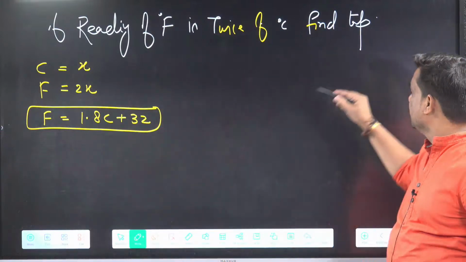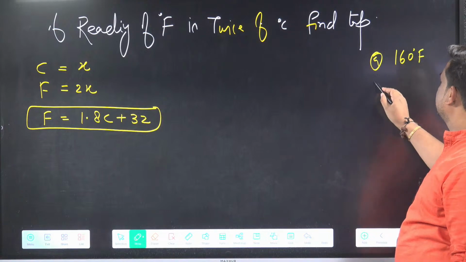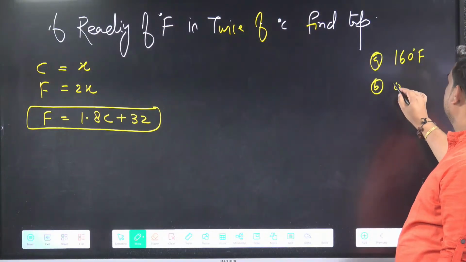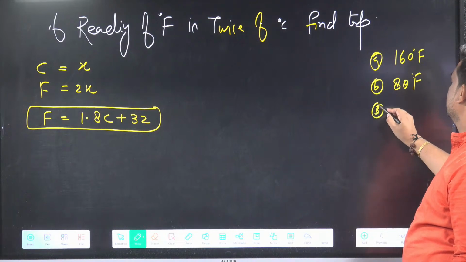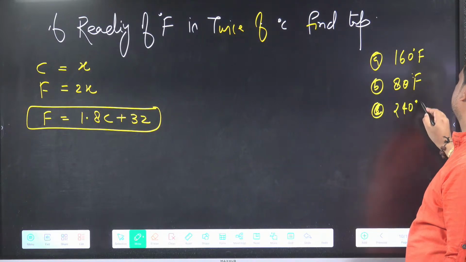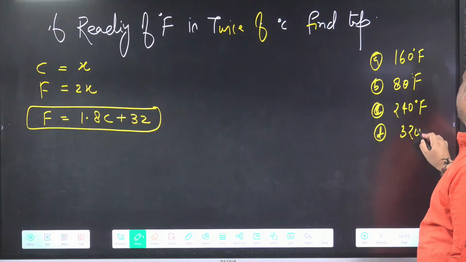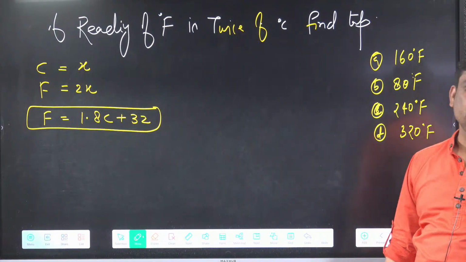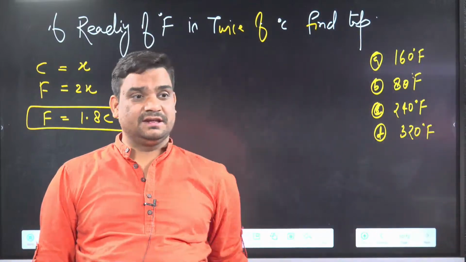Options I will give. Options are here: A, 160 Fahrenheit; B, 80 Fahrenheit; C, 240 Fahrenheit; and D we are having here 320 Fahrenheit. Out of these 4 options, you need to select any one. A, B, C, D are there. What will be the answer?